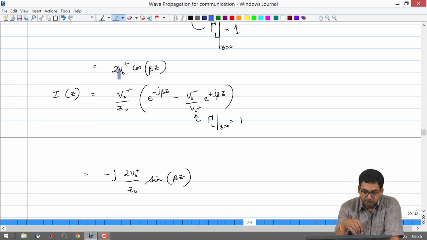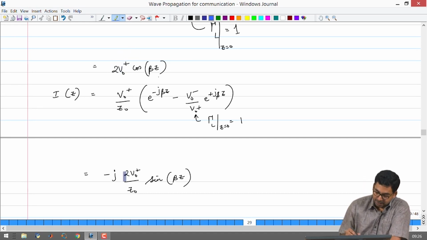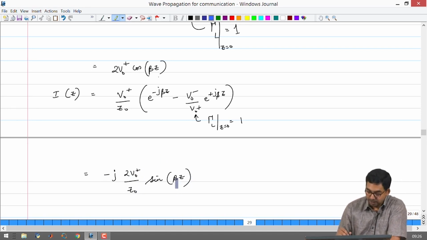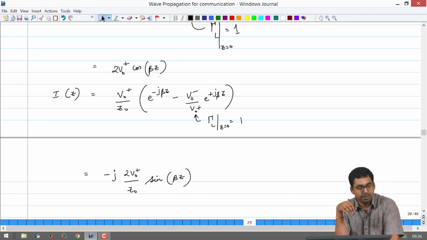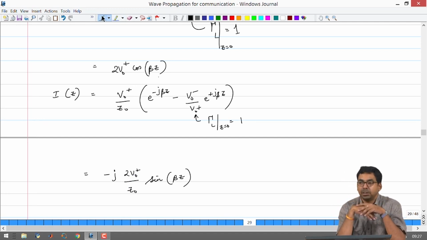The peak value of the voltage that can happen in your transmission line is 2 V naught plus. The current is minus j 2 V naught plus divided by Z naught sin beta z. So, it is also periodic. The only thing that we notice is there is a phase difference between the current and the voltage. This j should signify something. If you take the ratio of voltage to current, we know that we will get impedance. It is telling us something about the impedance, that the current and the voltage are out of phase.